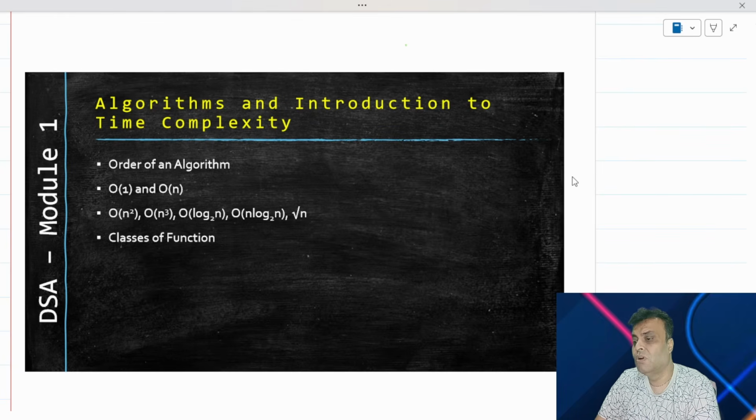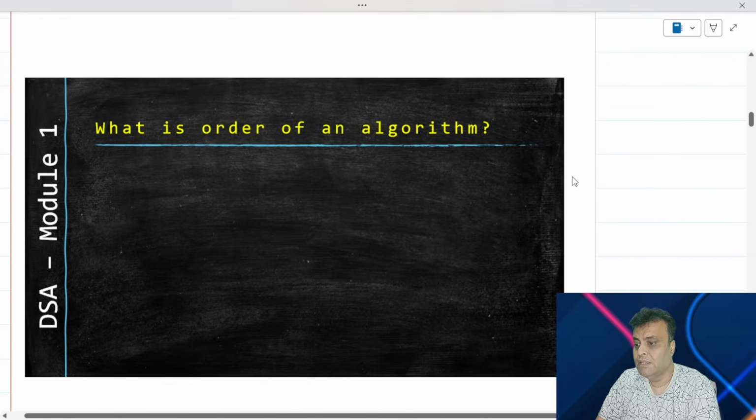We will also explain what classes actually mean, classes of functions. And then we will also deep dive into how a typical function might look in terms of the complexity curve. And that's where we will end the lecture for this third part of the series. Now, that being said, let us get into understanding the order of an algorithm.